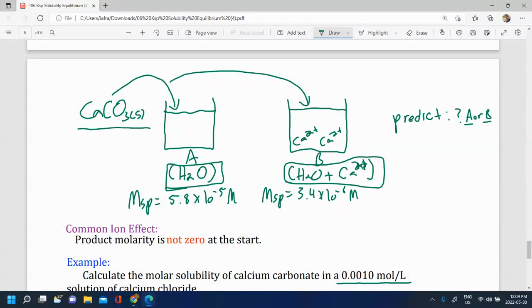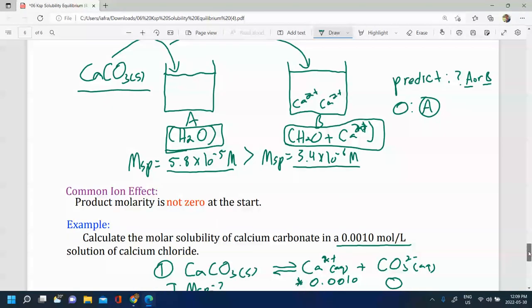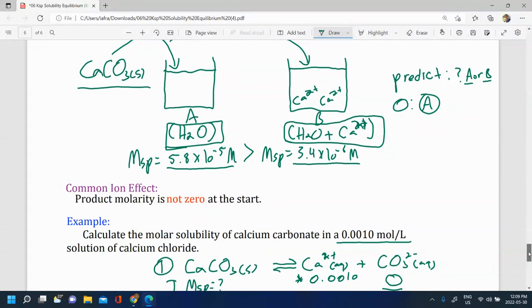Notice that the MSP is higher in beaker A compared to beaker B. You have a higher MSP here compared to here. And so what that means is that our observation is that A can actually dissolve more. You can dissolve more calcium carbonate in the pure water compared to the water that already contained some calcium ion. And so what we've just demonstrated is something called the common ion effect, where your ion molarity does not begin at zero. You already have some of the ions of the compound that you're trying to dissolve in the solution.